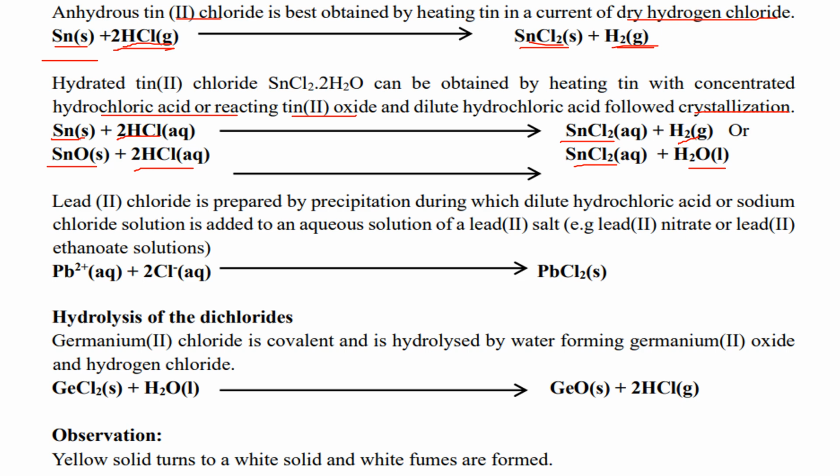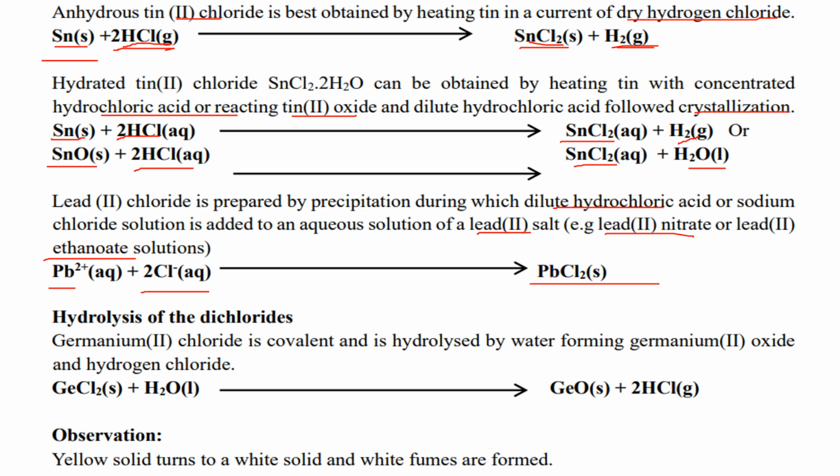Now, lead(II) chloride is prepared by simply precipitating, using dilute hydrochloric acid or sodium chloride together with an aqueous solution containing lead(II) ions, for example lead nitrate and also lead ethanoate. Both of them contain lead ions. So lead ions react with the chloride ions to form what we call lead(II) chloride.